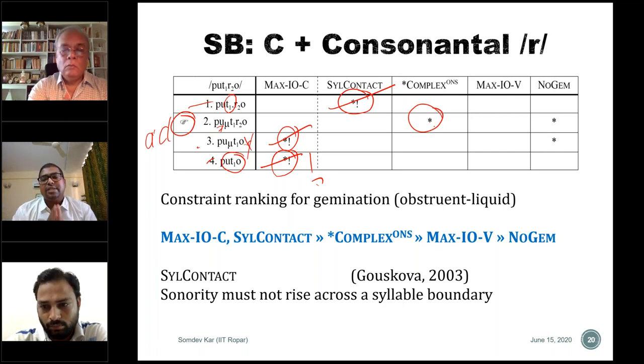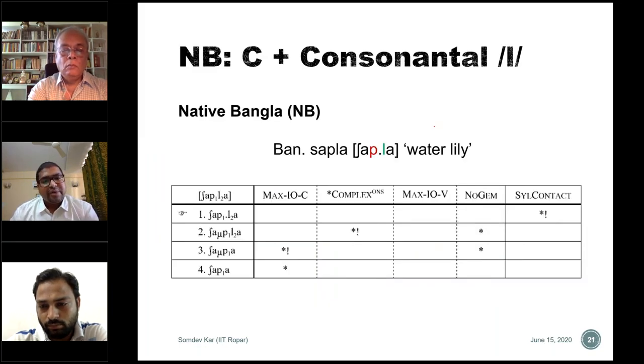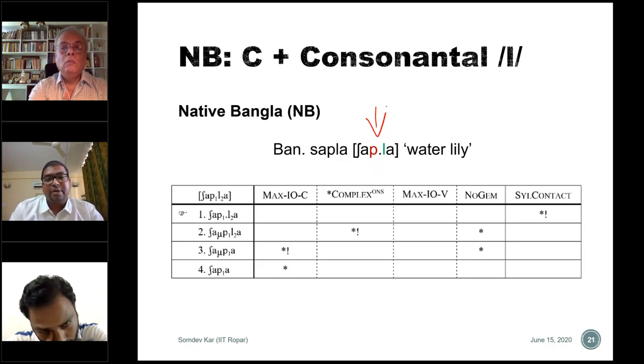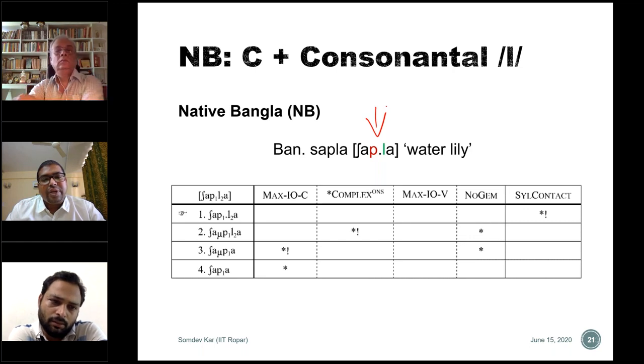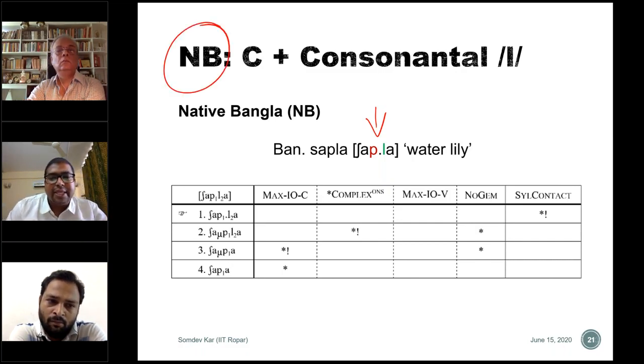You will see this kind of gemination happening in many other languages. At the same time, very quickly, let me also tell that the other example, sapla, water lily, is not being geminated, though in the same language there is the same type of cluster, like pa followed by a liquid sound, ta followed by a liquid sound. In one case there is gemination, in the other case there is no gemination. How is it possible? It is possible because they belong to different strata, and here we had to just move this syllable contact to the lowest possible ranking.